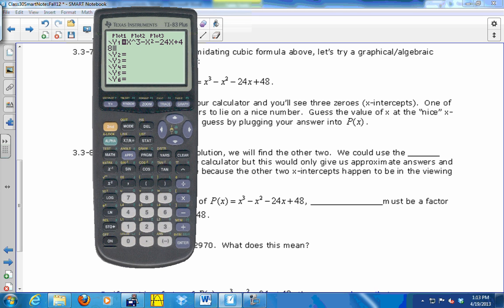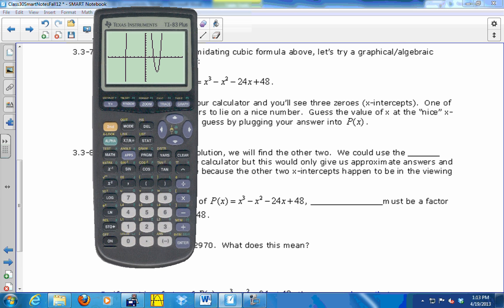And I'm just going to do a standard window because I don't have any context. Often we take the context from a problem to guess a good window. But since I don't have anything to go on, I'm just going to start with the standard window, zoom 6, and hope I see a good window. So it looks like I have 3 zeros in the window.